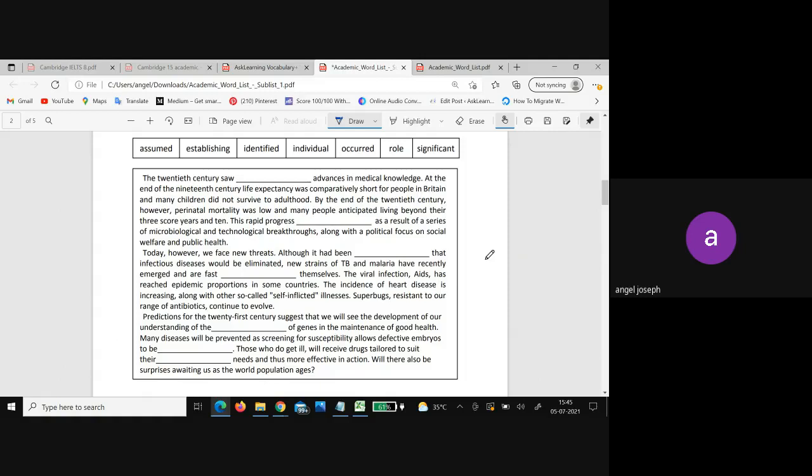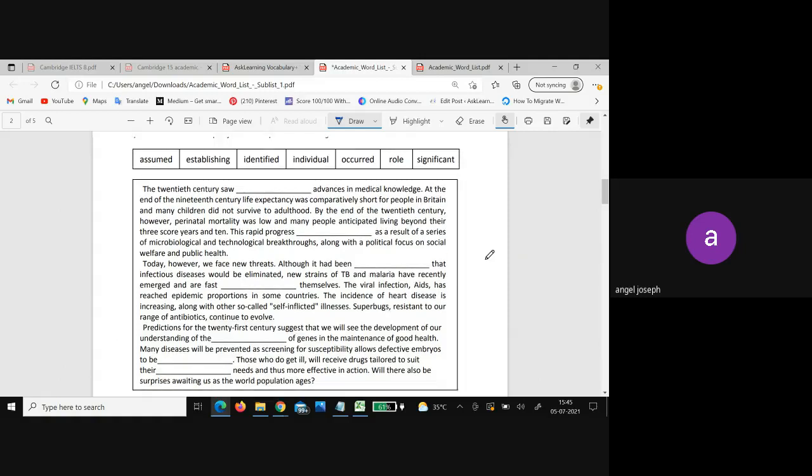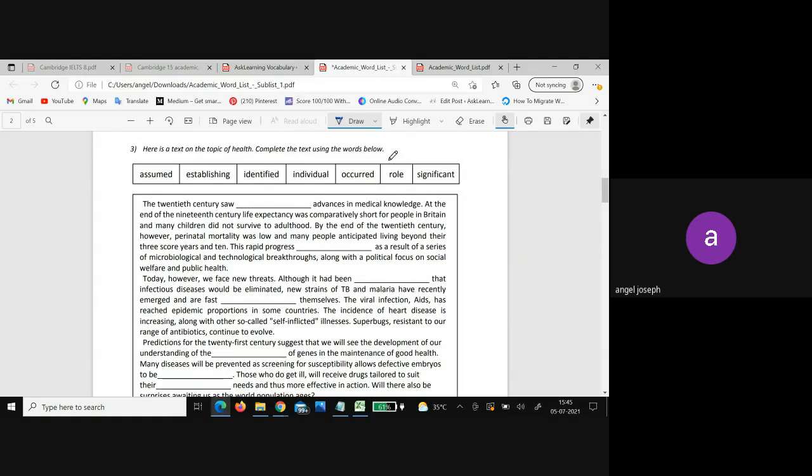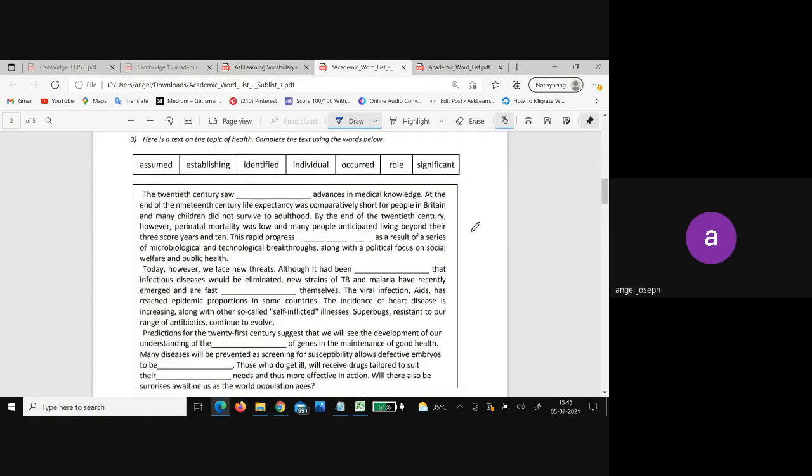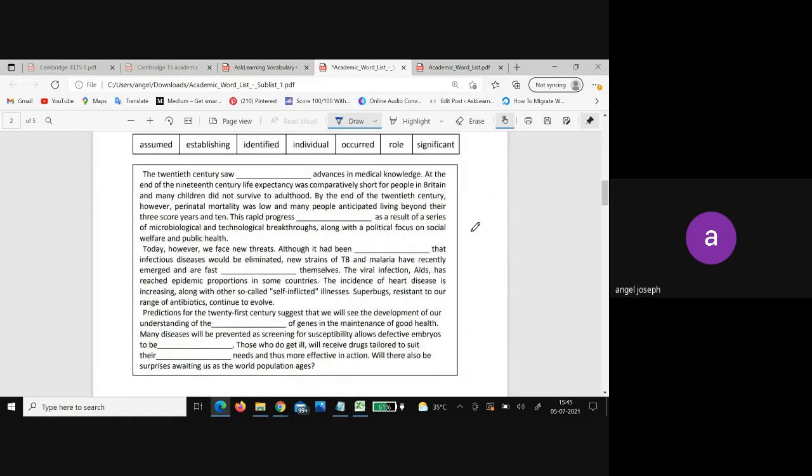Okay, quickly. I want all of you, topic on health, complete the text using the words below. It's a simple exercise. Let's go, the first one I'll help you. Did someone guess it? Significant. Very good. So significant comes here. The 20th century saw significant advances in medical knowledge.